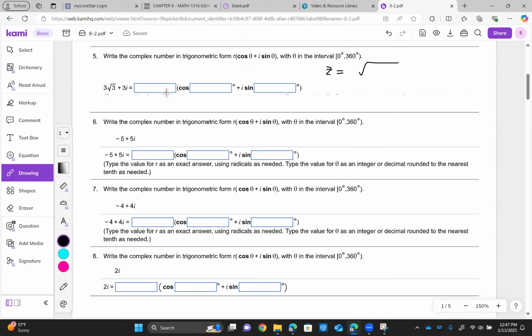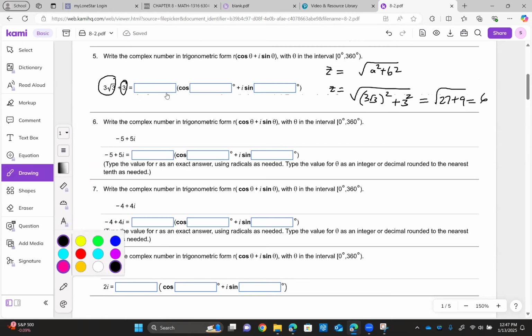z will be calculated as the square root of a squared plus b squared. And then a is this number here, 3 root 3, to the second power, and then b is positive 3, so I make the 3 squared here. When I square 3 radical 3, that's 27. And then 3 squared is 9. When I add them up and take the square root, this will be 6. So I'm going to need a 6 in the first box here.